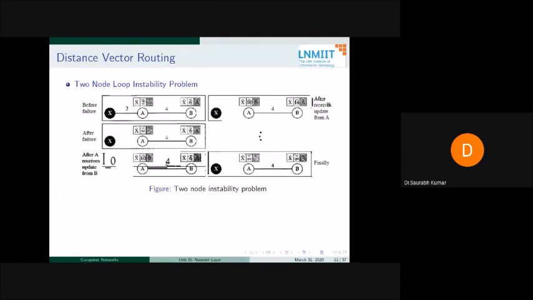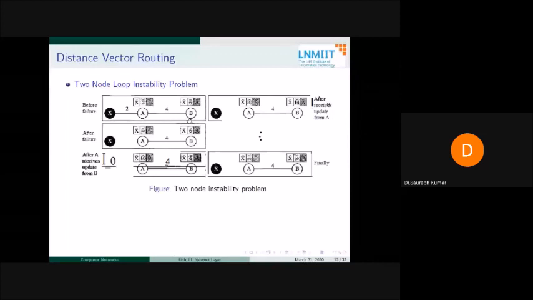To understand, before going into this particular figure, let me first give you a glimpse about what the two-node instability problem is. So what happens when we discuss distance vector routing? A problem with distance vector routing is instability. What does it mean? It means that a network using this protocol can become unstable. How? Let us understand in this particular figure that shows three nodes, X, A and B.